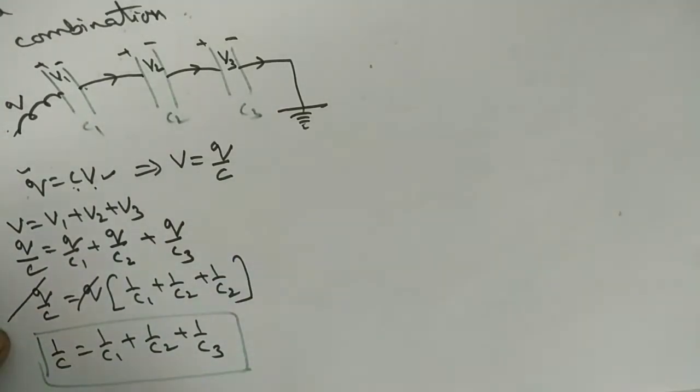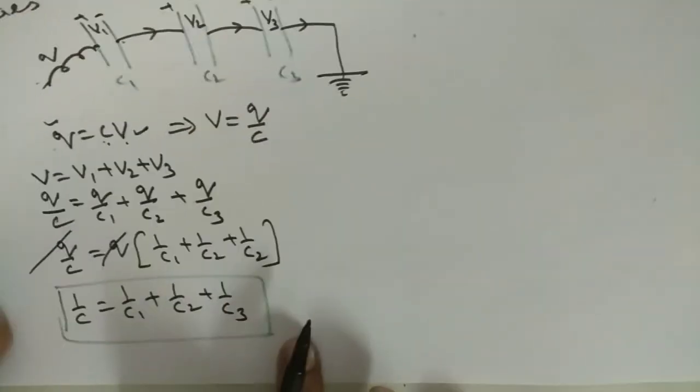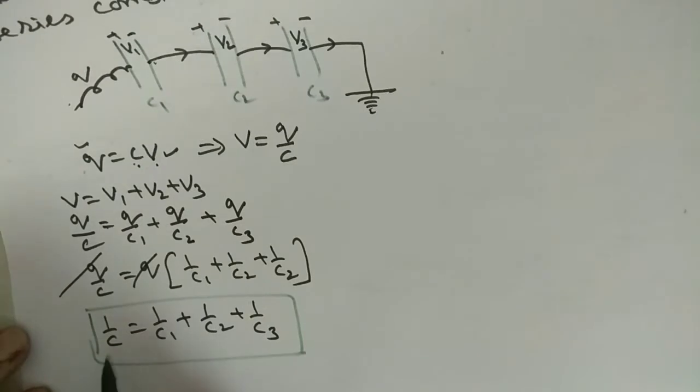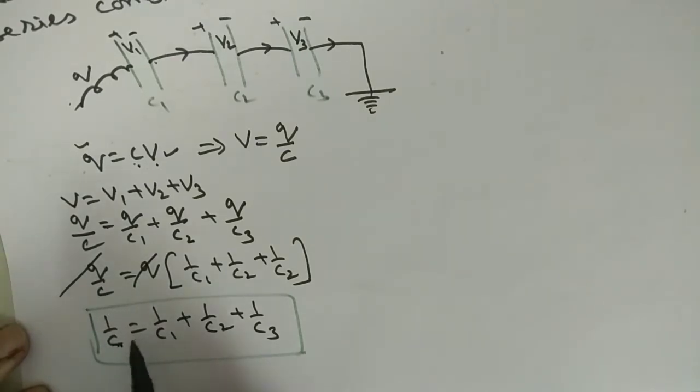So now see what are the features, what are the properties of this series combination. First is that the reciprocal of the resultant, C is the resultant, the reciprocal of the resultant capacitance or total capacitance is always equal to the sum of the reciprocals of the individual capacitances. That is 1 upon C1 plus 1 upon C2 is equal to 1 upon C.